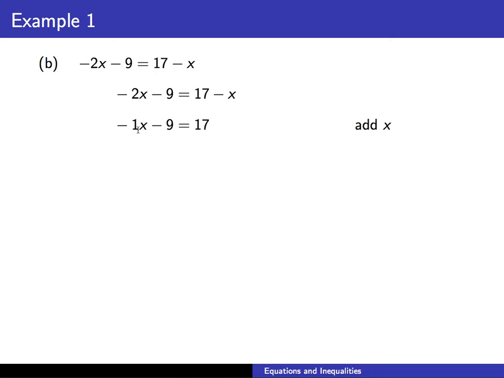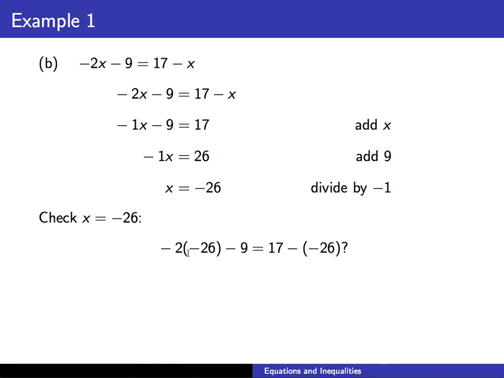Now I want to undo this minus 9. This is a negative 1 times x. So the actual addition or subtraction we want to undo first is this minus 9. So if we add 9 to both sides, we get negative 1x equals 26, and then divide both sides by negative 1, and we get x is negative 26. So now we're going to plug negative 26 in for x, which in this case we have to plug into both left and right hand sides, and see if we get them to come out to be equal. So is negative 2 times negative 26 minus 9 equal to 17 minus negative 26? Yeah, they both equal 43. So x equals negative 26 is our final answer.